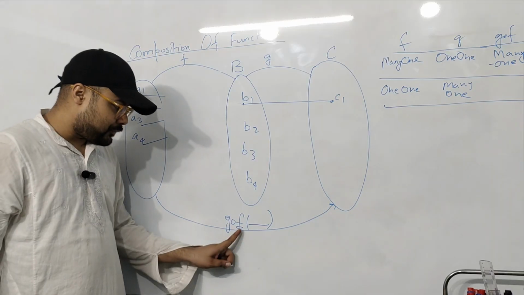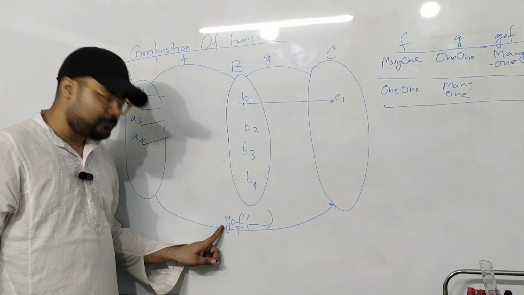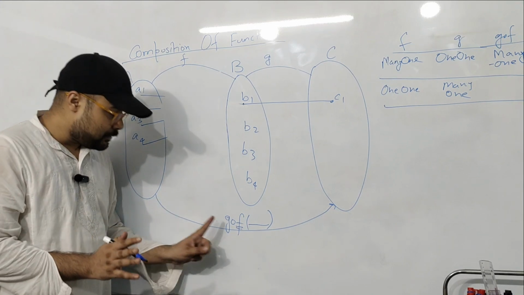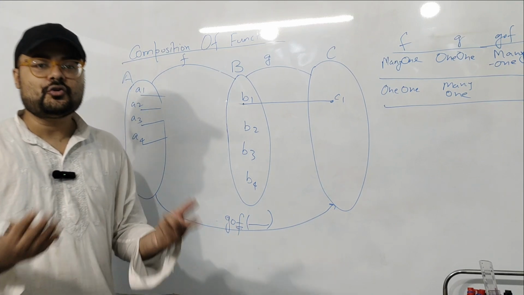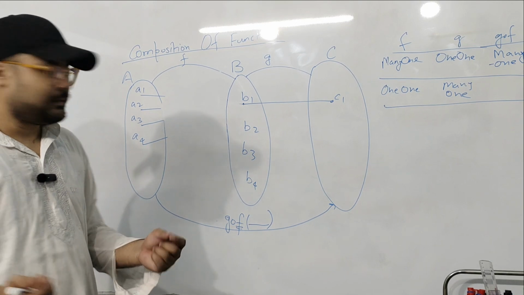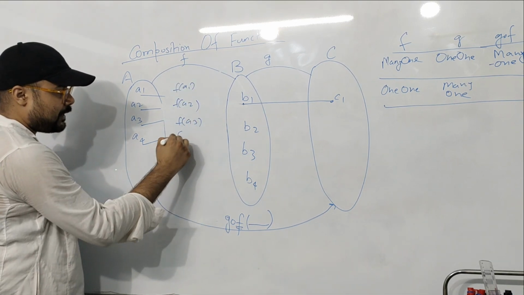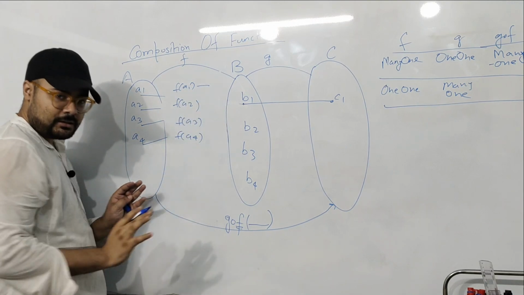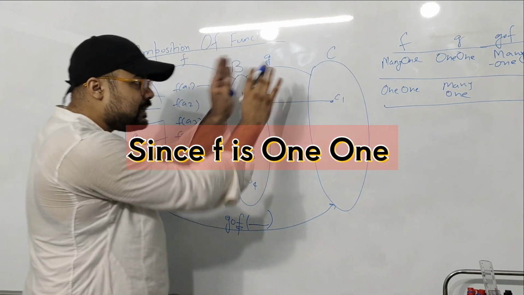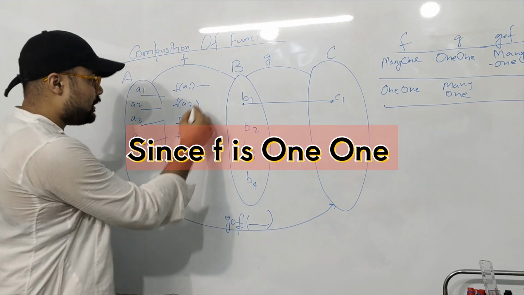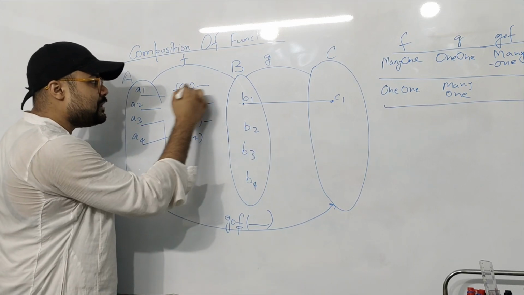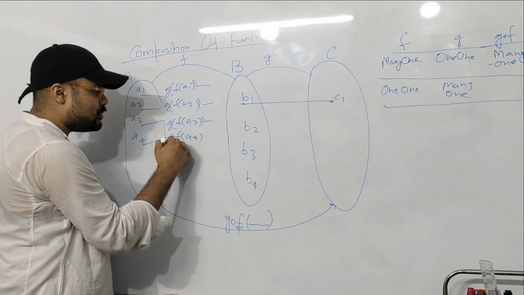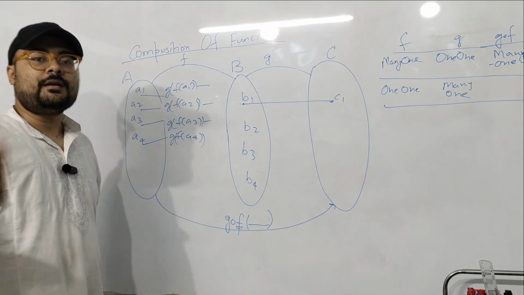So in case of g∘f, the codomain of f and the domain of g should match, but the input to g∘f will always be the range of f, right? f of a3, f of a4, they are all different elements of B, okay? And g is many-one, no doubt, but it may be possible that g of f of a1, g of f of a2, g of f of a3, g of f of a4 may go to different elements.